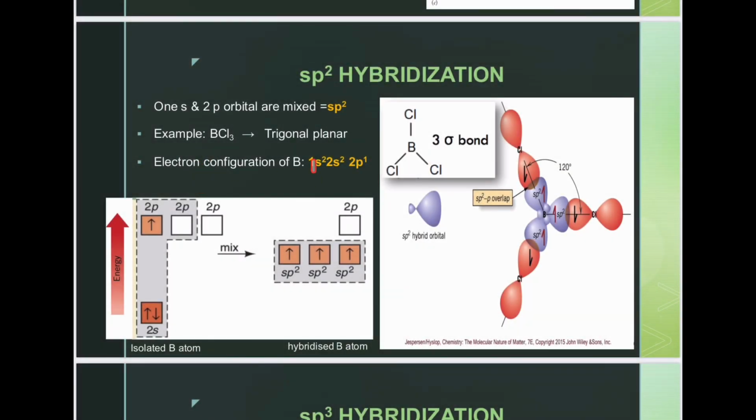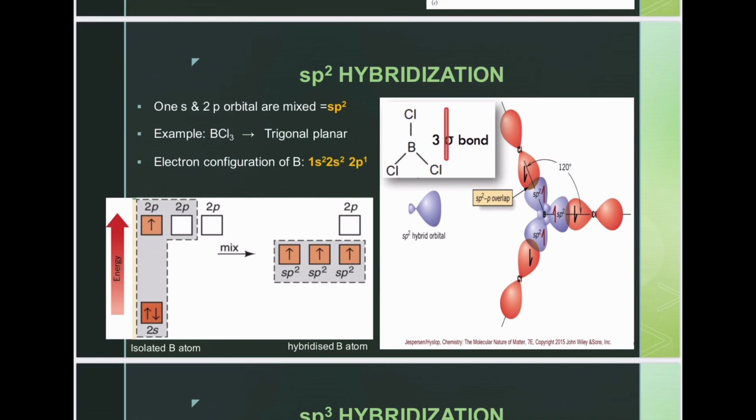Electron configuration of boron: 1s2 2s2 2p1. The proton number of boron is 5. So this is the atom. The proton number is equal to the number of electrons. So now we draw the 2s here, 2 electrons, and 2p1, 1 electron.